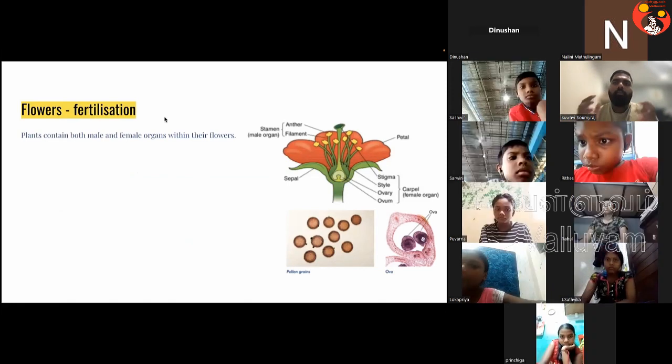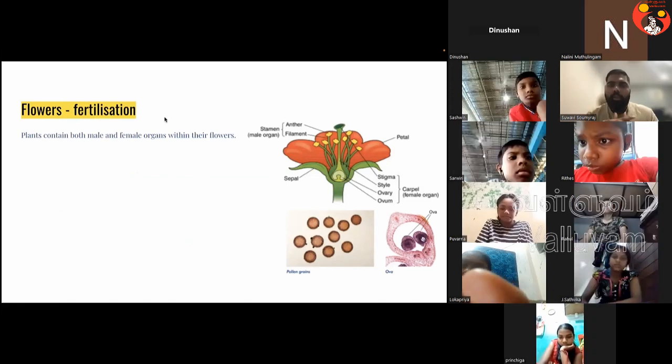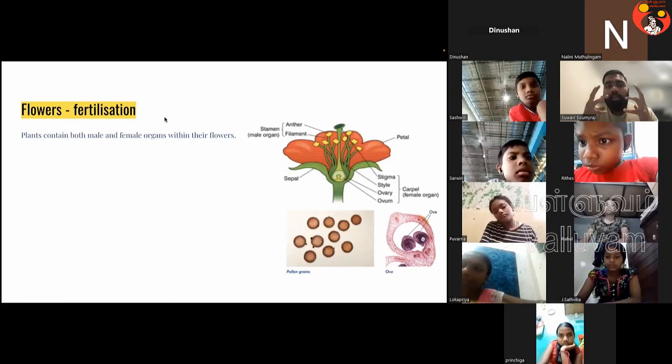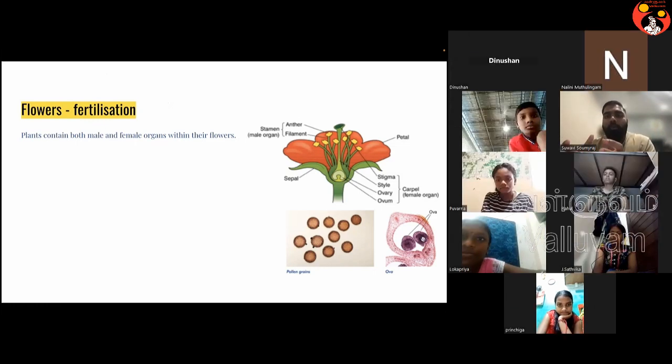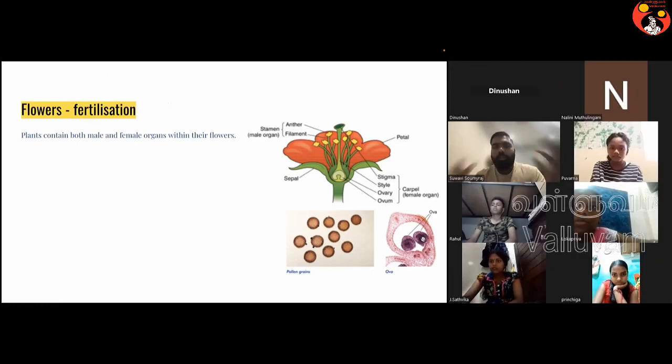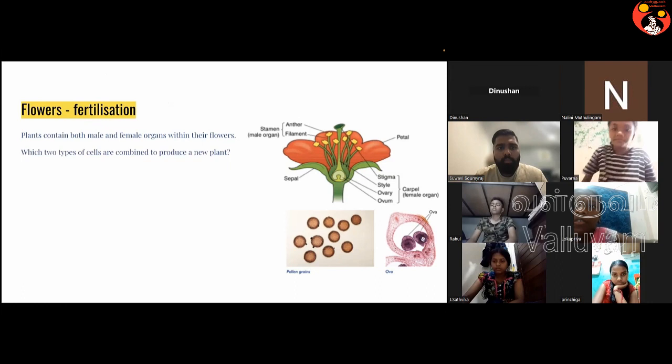Now, in the flowers, as I was saying, their most crucial role in a plant is to aid in reproduction. Given that is its crucial role, there are both male and female organs within the flower to facilitate reproduction. Now, does anyone know which two types of cells are combined to produce a new plant?